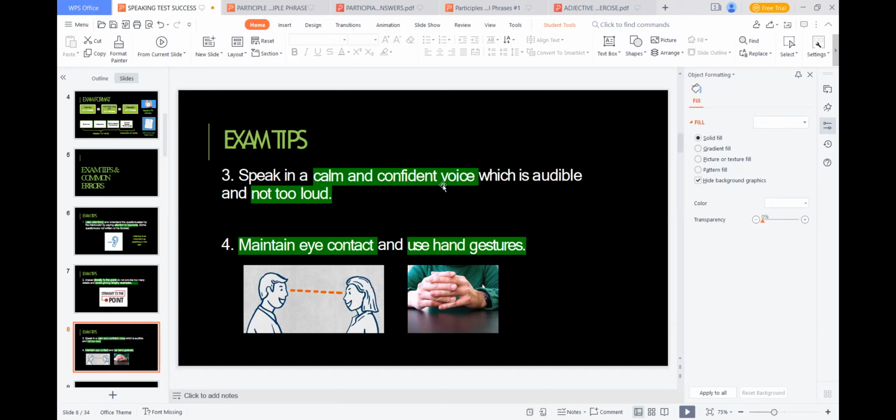Okay, and also remember, confident. It's not a matter of rushing or showing that you are fast or fluent. Fluency doesn't mean that you have to be fast in terms of your speaking. So you need to be calm and confident.